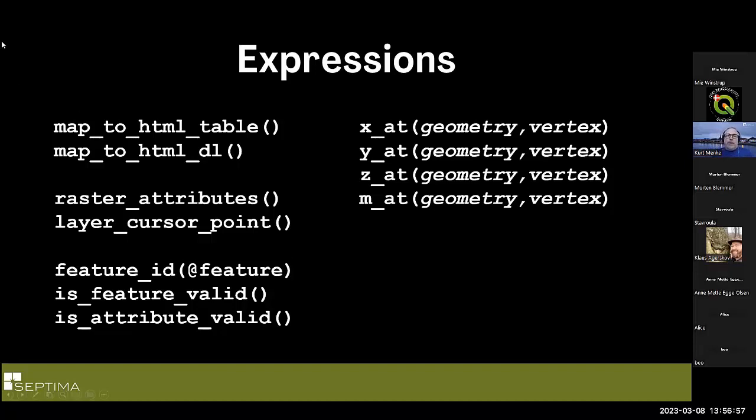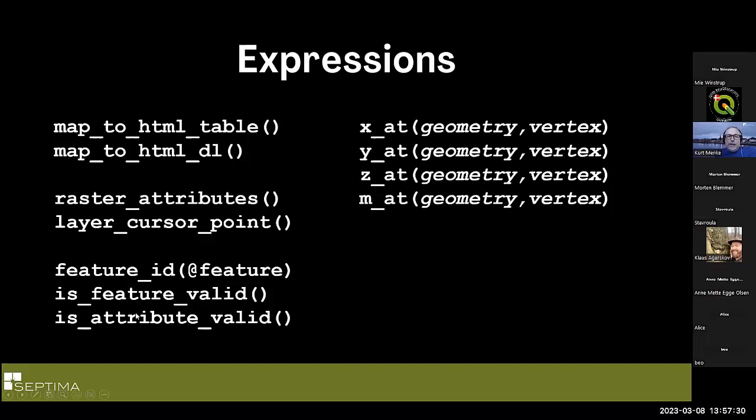And some of these are specific to raster. There's a raster attributes function that can be used in concert with those, and a layer cursor point that allows you to drag your cursor across the map and get that map tip to pop up for raster data, which I'll show you in a minute. There's a whole series of ID functions, feature underscore ID, which just takes the @feature variable and will return the feature ID.